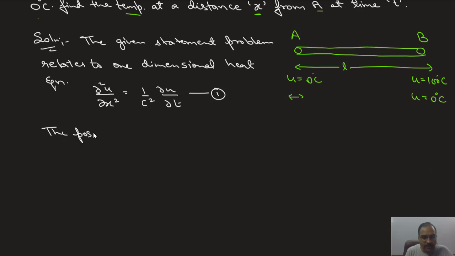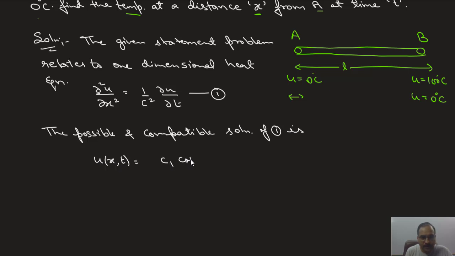The possible and compatible solution of 1 is u(x,t) = (c1 cos px + c2 sin px) · c3 e^(−c² p² t). That will be equation number 2. How we obtain this, I have explained in my previous video.